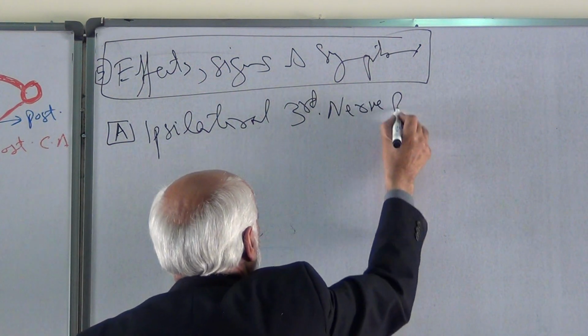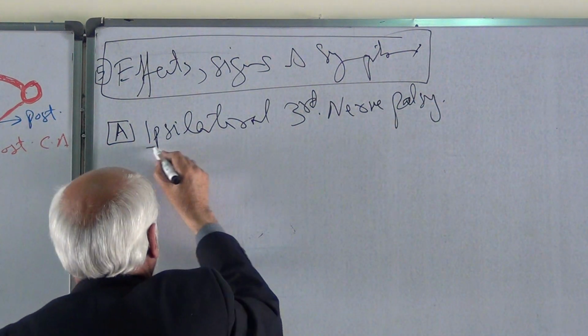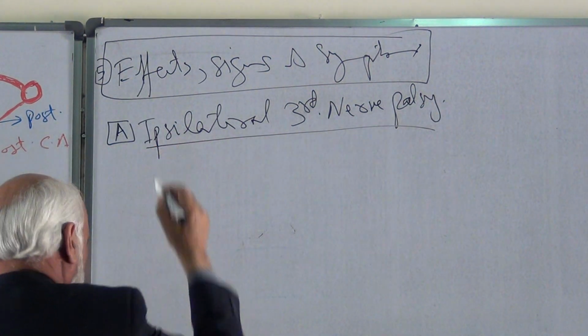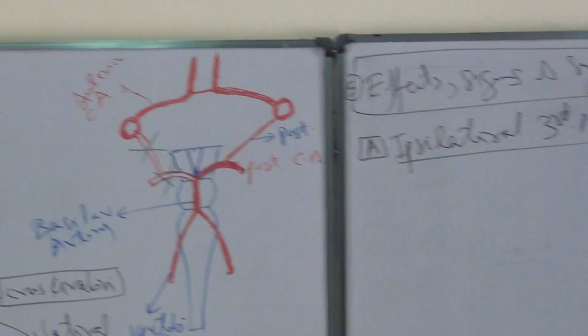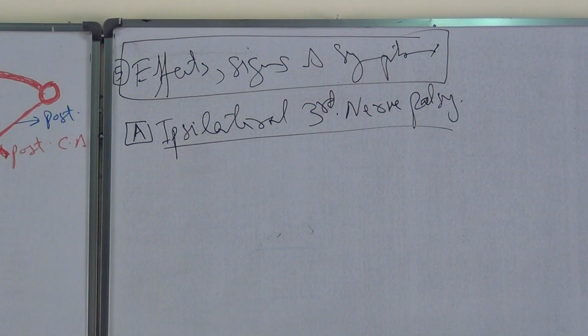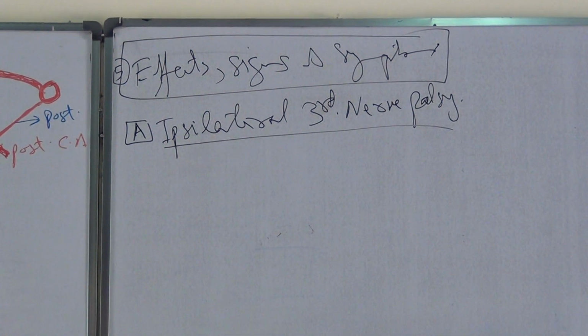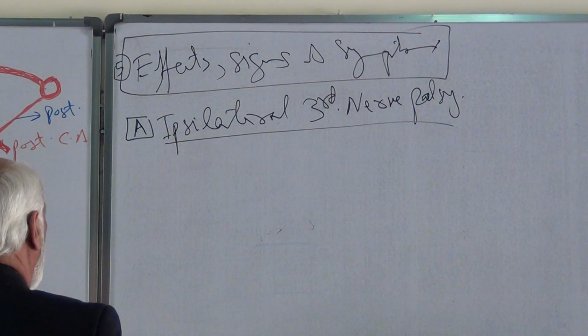It will result in ipsilateral third nerve palsy. As the third nerve fibers pass through the medial part of the crus cerebri, these are also damaged. So when the third nerve is involved, it results in a third nerve palsy on the same side. And so what are the effects of this third nerve palsy?